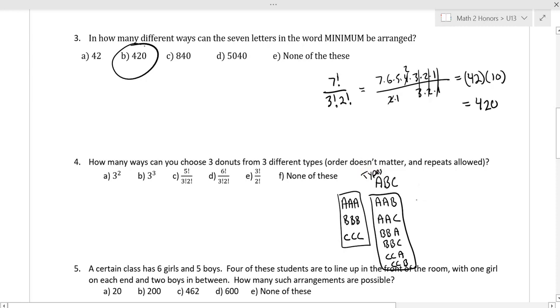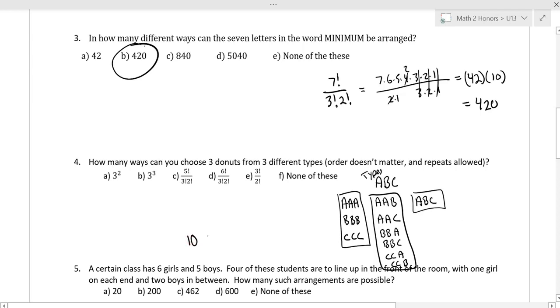We can have 1 of a kind: A, B, C. There's only one way to do that. Order doesn't matter, and repeats are allowed. So add that up, right? So we got 1, 6, looks like we got 10 ways. My answer is 10.